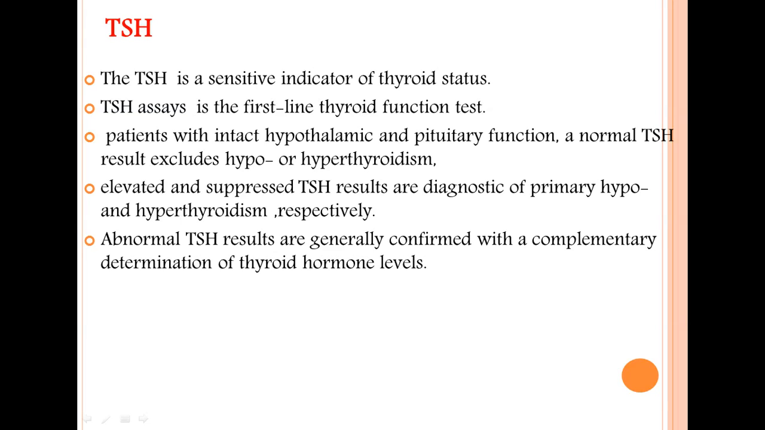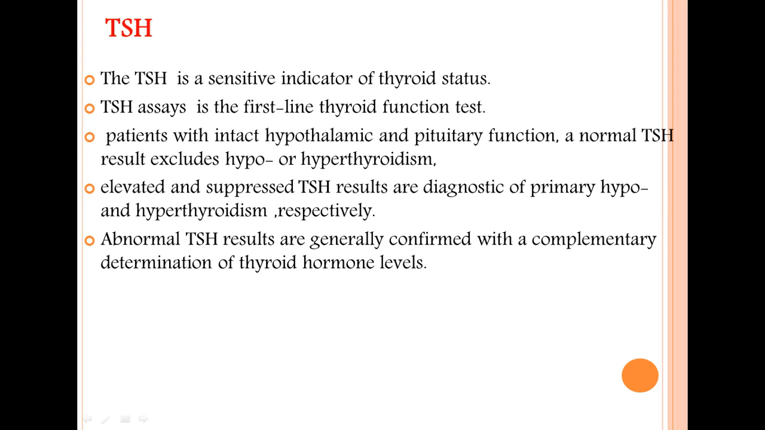The first test is the thyroid stimulating hormone. We consider this the first line thyroid function test. Why? Because it is the most sensitive one. If the patient has a normal hypothalamus, a normal pituitary, and the result of the TSH is normal, then I can exclude hypothyroidism and hyperthyroidism. If the hypothalamus and pituitary are normal and the TSH result is normal, then I can exclude any thyroid abnormality.